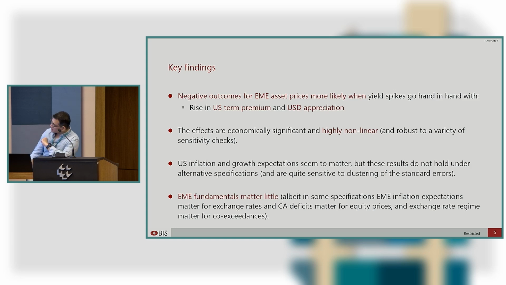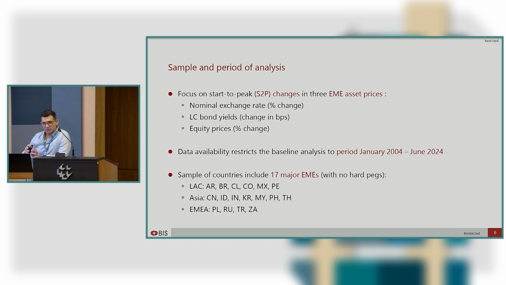That's the overview of the results, and let me go a little bit deeper on exactly what we do and how we obtain these results. So we are going to focus on identifying these yield spike episodes, and we're going to compute start to peak changes in 3 asset prices. Basically, from the start to the peak of the yield increase, we're going to compute the percentage change in the bilateral nominal exchange rate, the US dollar, the change in local currency sovereign bond yields, and the percentage change in equity prices.